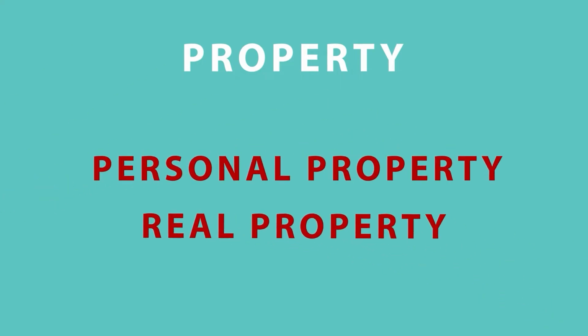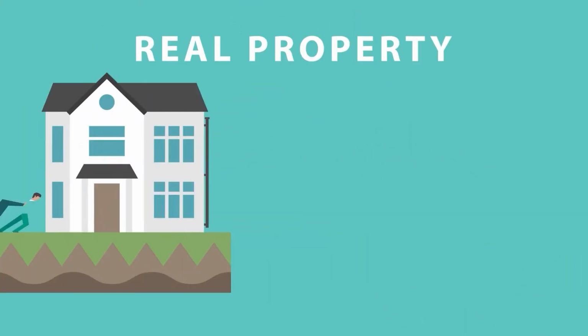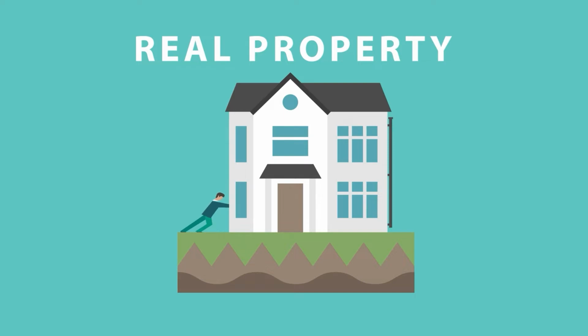There are two types of property. All property will be classified as either personal property or real property. The key difference between personal property and real property is that real property is immovable. It's land and anything attached to the land.